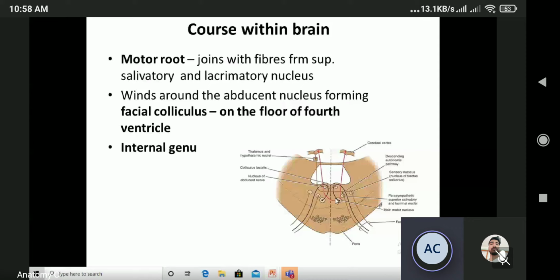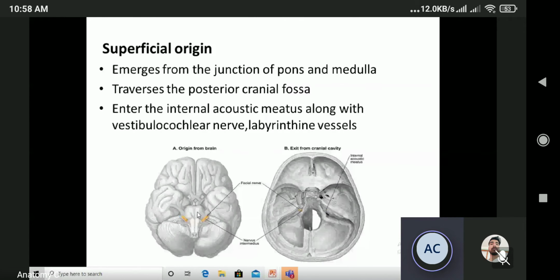Now after running forward and downward, after forming the internal genu, it emerges from the junction of the pons and the medulla. So I hope you know this. This is the pons, this is the medulla, so this is the pontomedullary junction. The facial nerve emerges from the junction of the pons and the medulla. So this is the emergence of the facial nerve. Then after this, it traverses the posterior cranial fossa here.